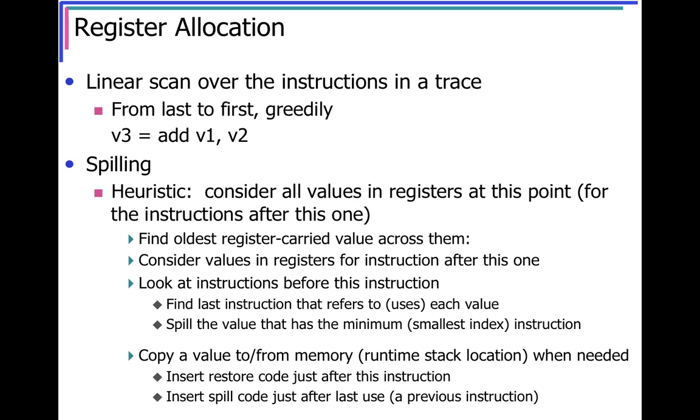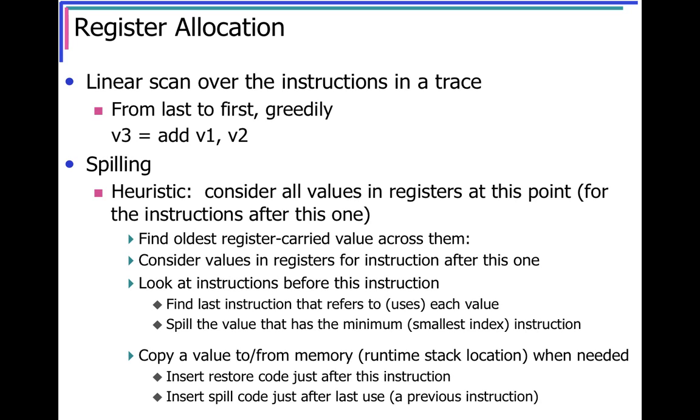So by the time we reach an instruction, v3 equals add v1 and v2, we already have v3 in a register, because if we used v3 after this instruction, we would have encountered it on our traversal from the last instruction to the first instruction. So what we have to do at this instruction is allocate v1 and v2 to registers. If we have registers available, we simply do that. If we don't have registers available, we have to spill something.